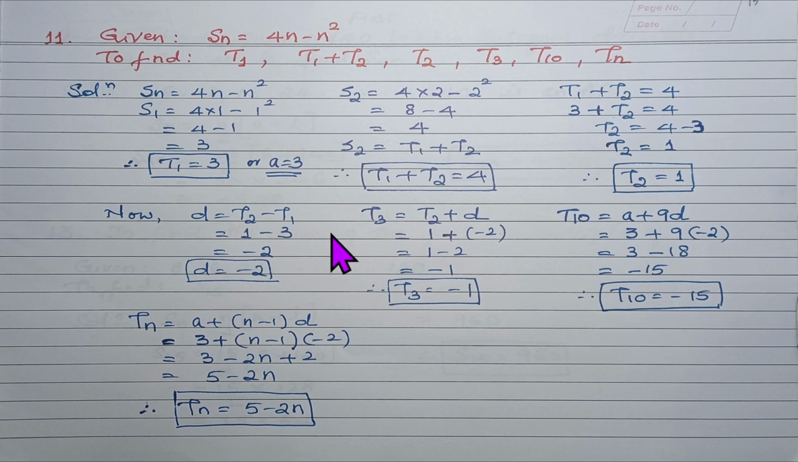Now to find the nth term, the Tn is equal to A plus n minus 1 into D, 3 plus n minus 1 into minus 2, 3 minus 2n plus 2, 5 minus 2n, therefore the nth term is 5 minus 2n. So we have found out so many values here, but remember how to solve them. It is a very easy example, but you have to understand the basics of solving, so it will be easy for you to solve them.